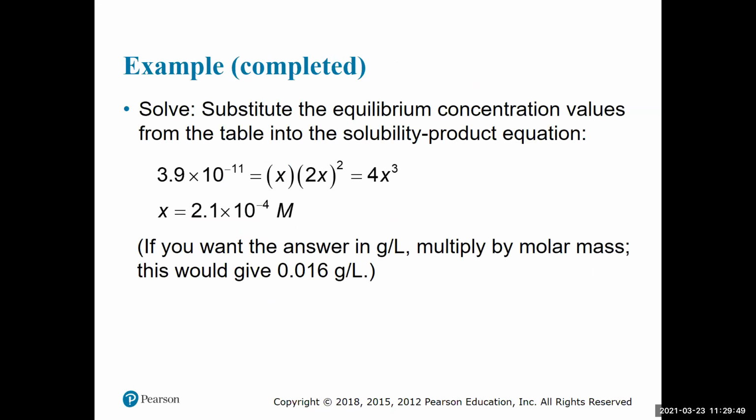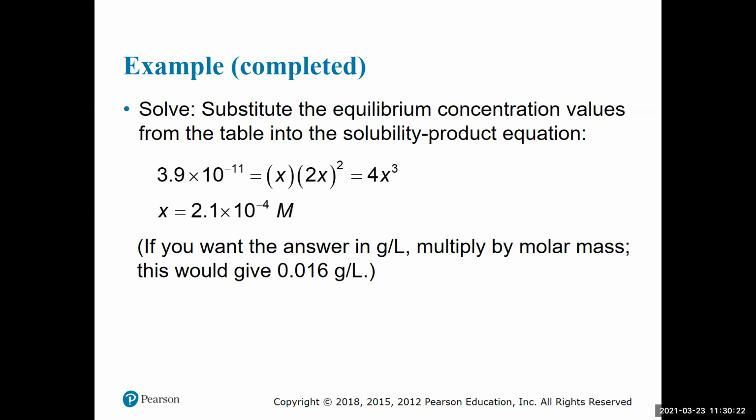Our KSP value we can get from a table, and we can see it's 3.9 times 10 to the minus 11. x was that calcium concentration. 2x, excuse me, was the fluoride concentration. That 2x has to be squared. We do all that math and we get 4x cubed. We solve for x and we get 2.1 times 10 to the minus 4 molar as that concentration value that we were seeking.